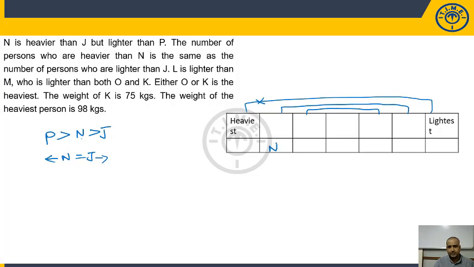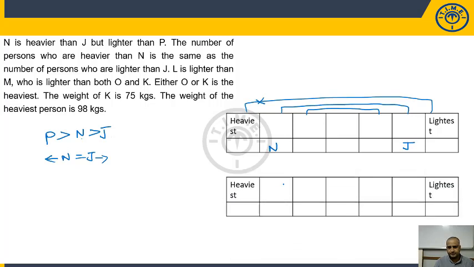So N can be here and J is here. What is another possibility? N is the third heaviest and J is the third lightest. Now in this case, definitely P will come in this position, right? In this case, one of these two positions will be given to P. So two projections are happening.